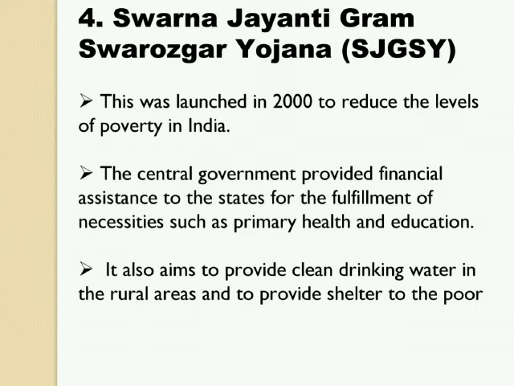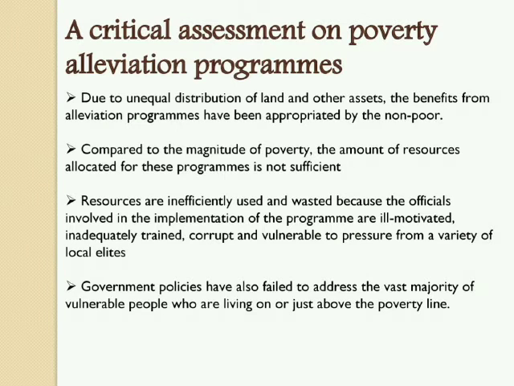This was launched in 2000 to reduce the level of poverty in India. The central government provides financial assistance to the states for fulfillment of necessities such as primary health and education. It also aimed to provide clean drinking water in rural areas and to provide shelter to the poor. A critical assessment of poverty alleviation programs.